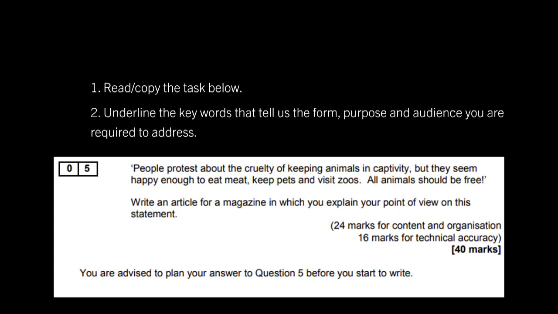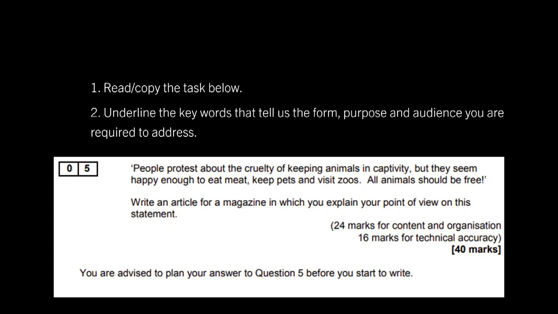Just quickly, we haven't got much time, five minutes at most, but here's your question 5. I wasn't going to do a question 5 focus today anyway, but this was the task for question 5 in that exam. "People protest about the cruelty of keeping animals in captivity, but they seem happy enough to eat meat, keep pets, and visit zoos. All animals should be free."